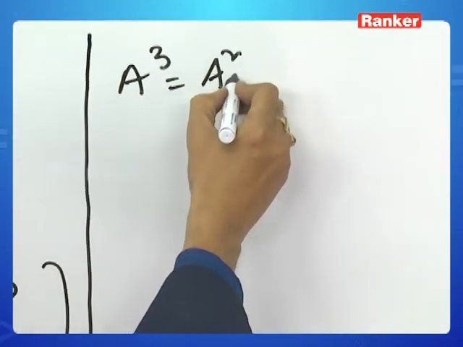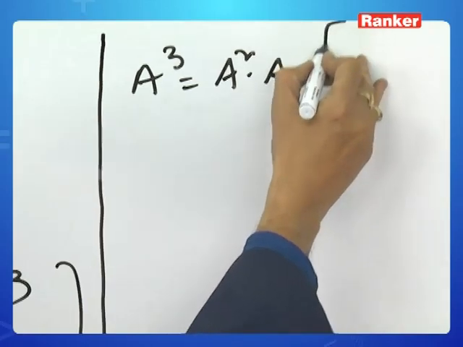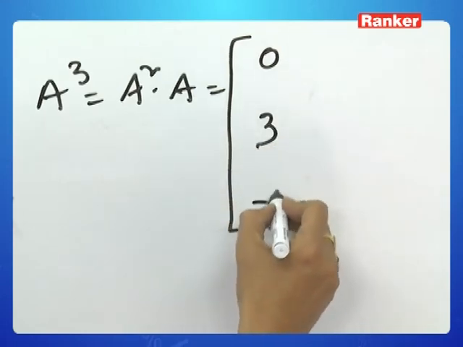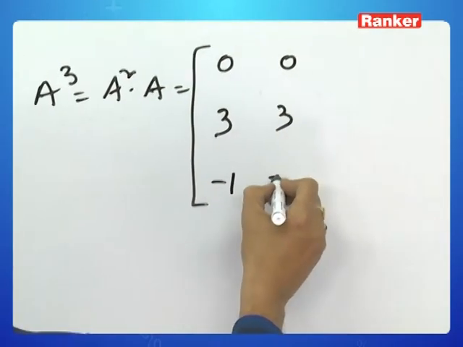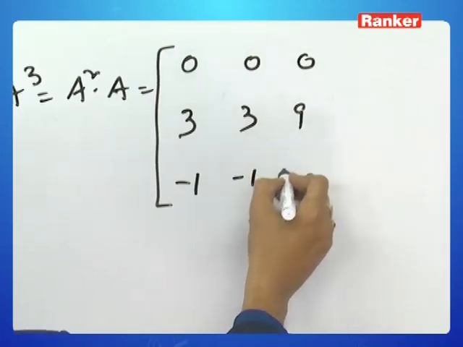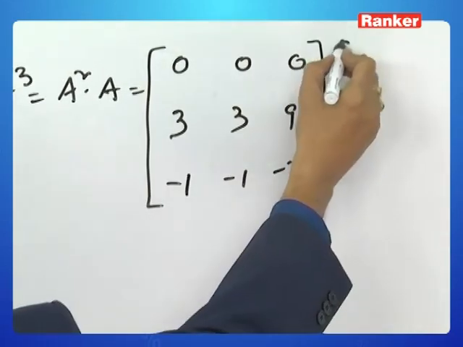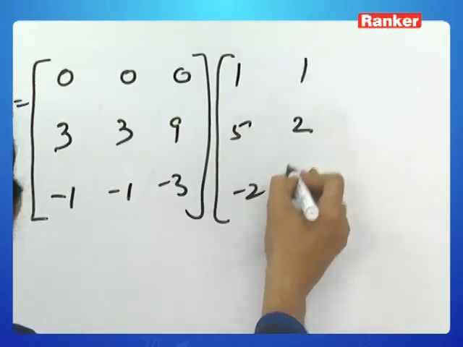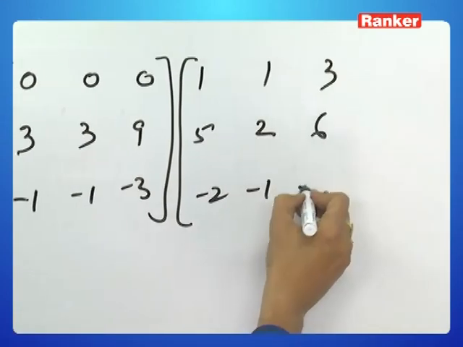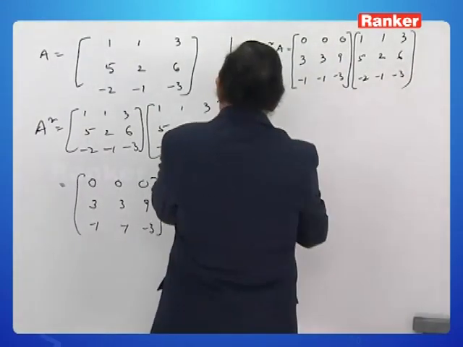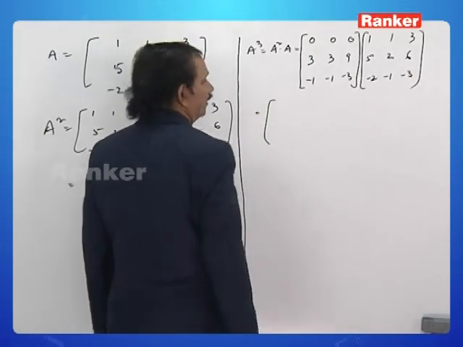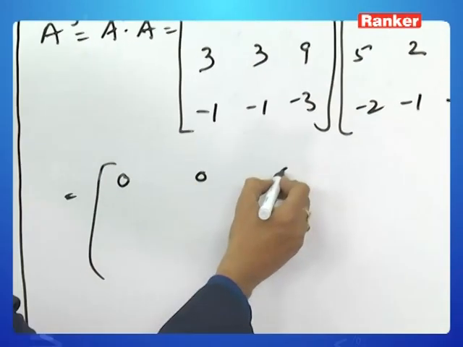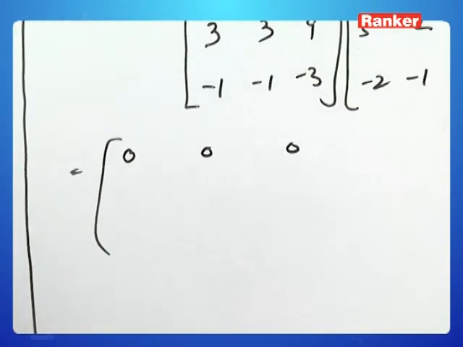What is the cube? A squared into A. What is A squared? [0, 0, 0; 3, 3, minus 1; 9, 9, minus 3] into A, which is [1, 1, 3; 5, 2, 6; minus 2, minus 1, minus 3]. Come on, find the product. Surely the first row is 0, since 0 into anything is 0. It is 0, 0, 0, undoubtedly. Come on, think of the second row.